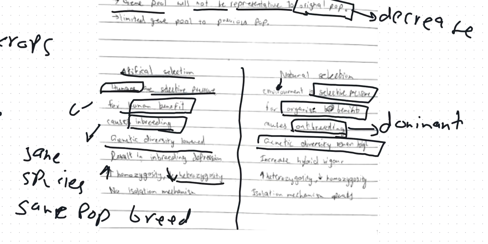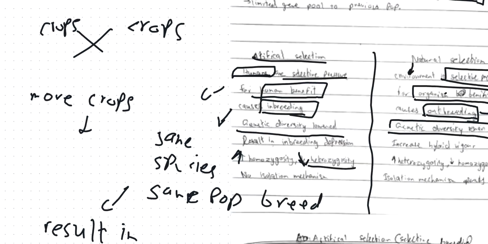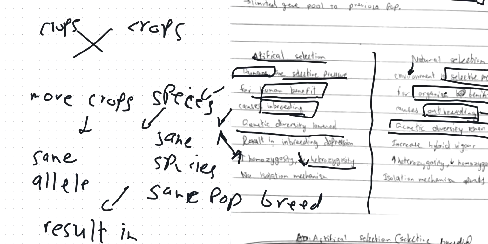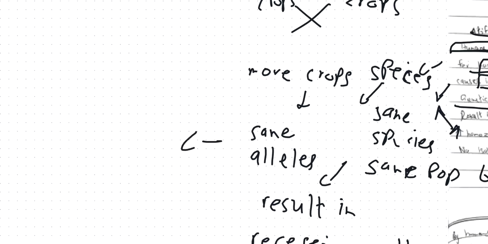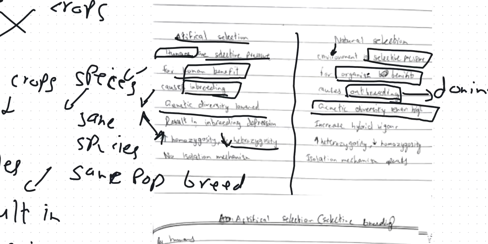Zygosity is when the species have the same alleles, and these alleles can be recessive as well. This is why artificial selection is bad. Natural selection causes an increase in heterozygosity and decreases homozygosity.